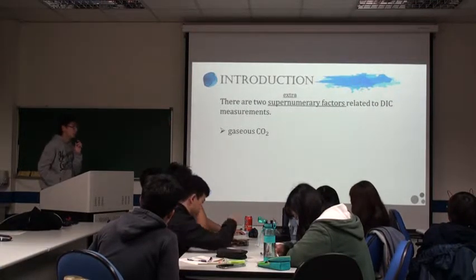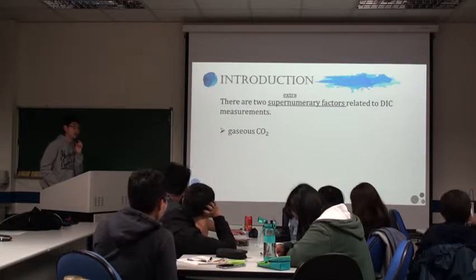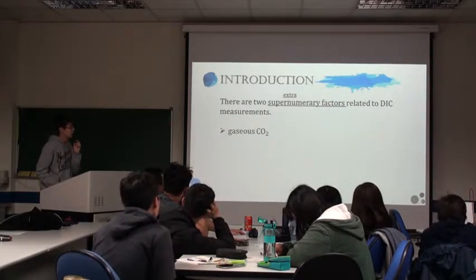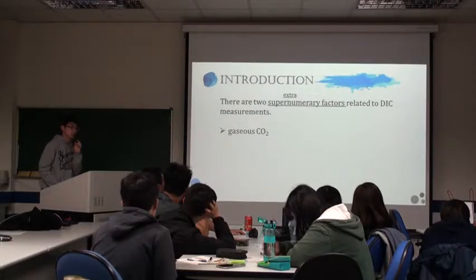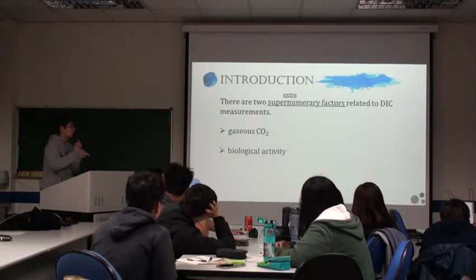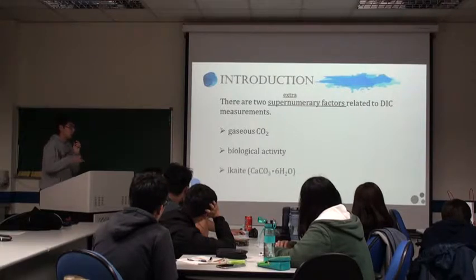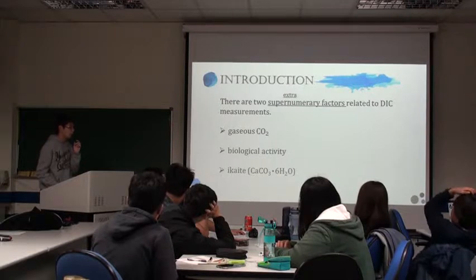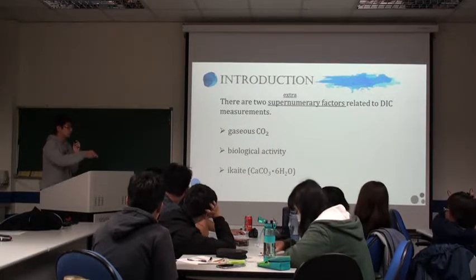In addition to the impact of gaseous carbon dioxide, there are two supernumerary factors related to DIC measurement. What is supernumerary? Supernumerary also means extra or additional, and one is biological activity. Another is ikaite. What is ikaite? Ikaite is a mineral, which normally forms in cold environments or under high pressure.